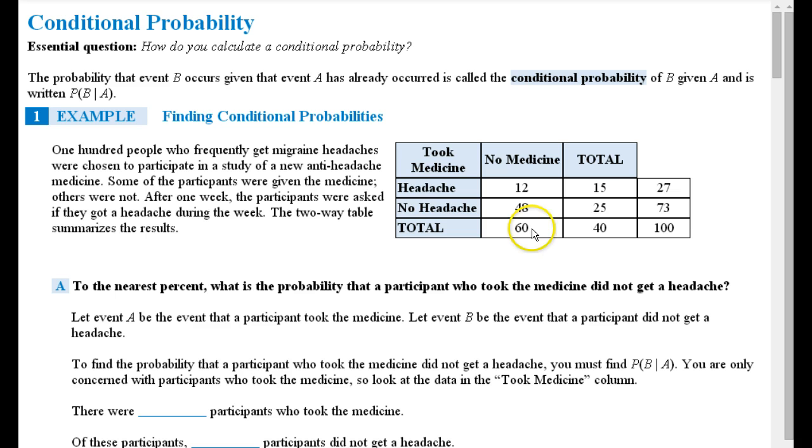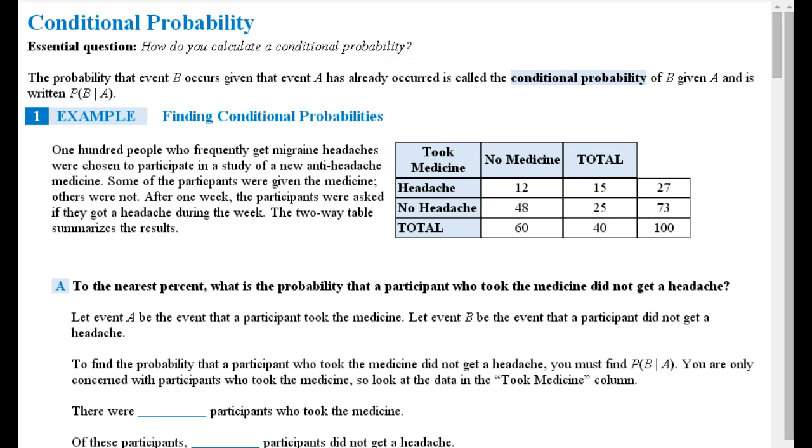Now 60 of the people fall under this category that did not take medicine. This whole column needs to be moved over. I can see this is the took medicine column, and it needs to go right here. So there's some error in this web page, and this is the no medicine right here, and this should be the total column right here. So these three need to be moved over. But 60 took the medicine, 40 did not take the medicine. So I'm going to try and see if I can fix that. Hold on just a second.